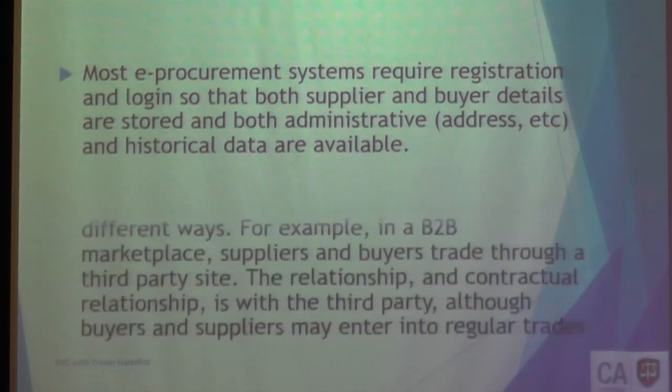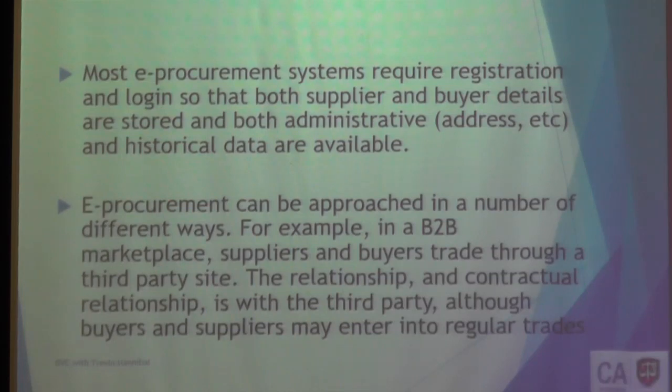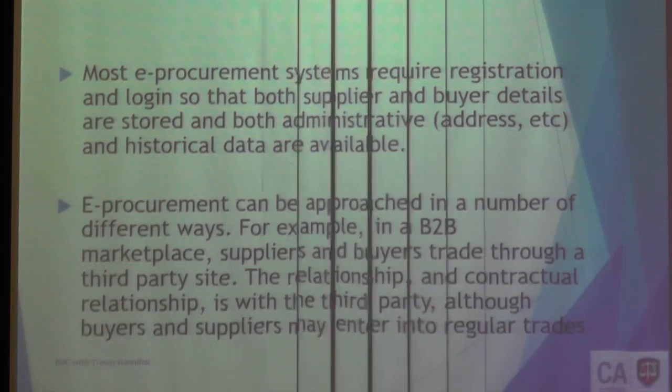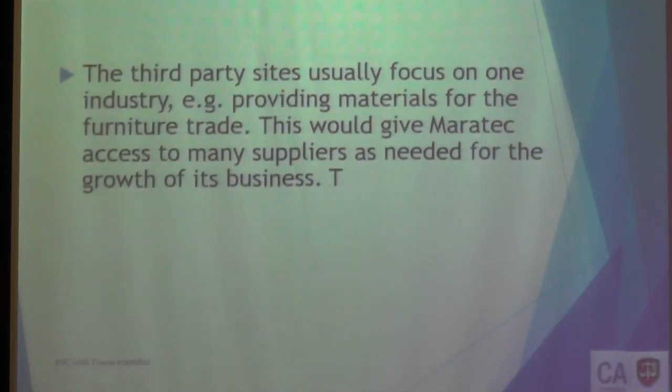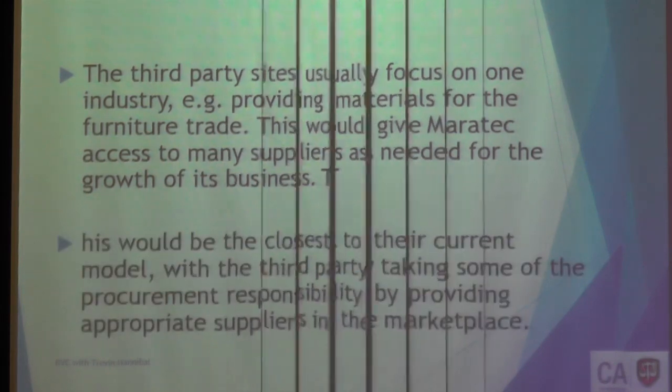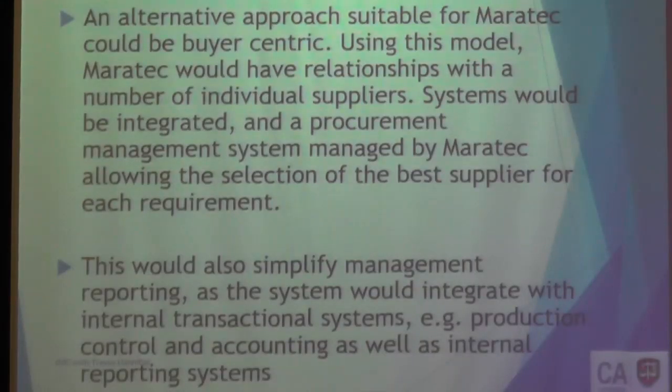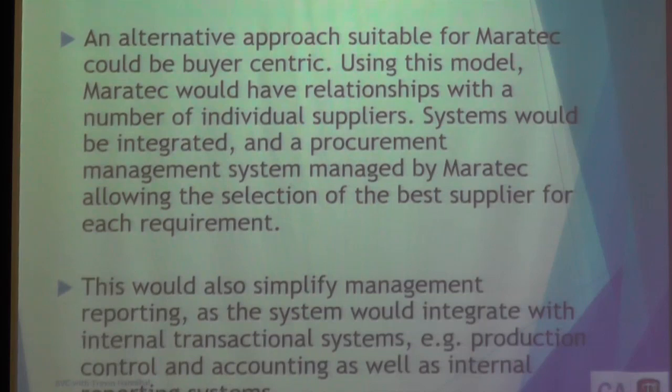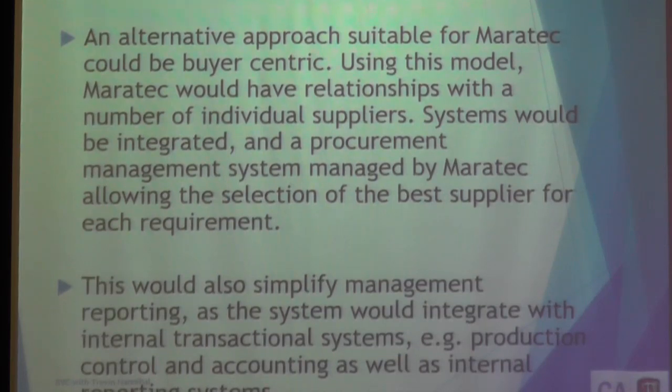It has administrative convenience. E-procurement can be approached in a number of different ways: B2B, marketplace, suppliers, buyers, straight through. The contractual relationship is with the third party, all the buyers and suppliers. So e-procurement is where it's an outsourcing function. And moving forward, the third party sites usually focus on one industry. So this is about the e-procurement thing. So principles, I don't think we need to go further; there is a lot about how you need to fix an e-procurement system, how you get an outsourced party, likewise.